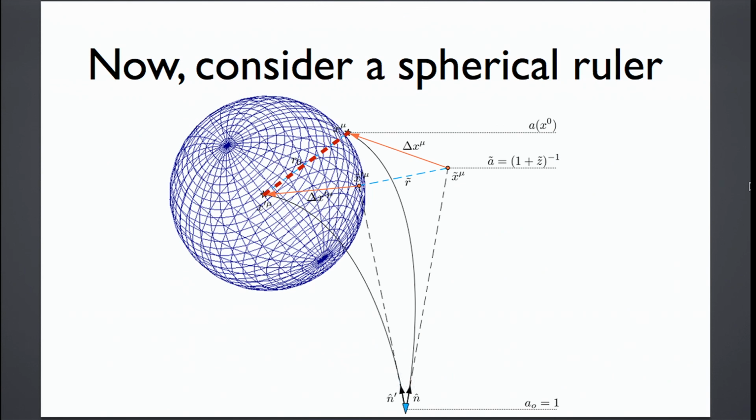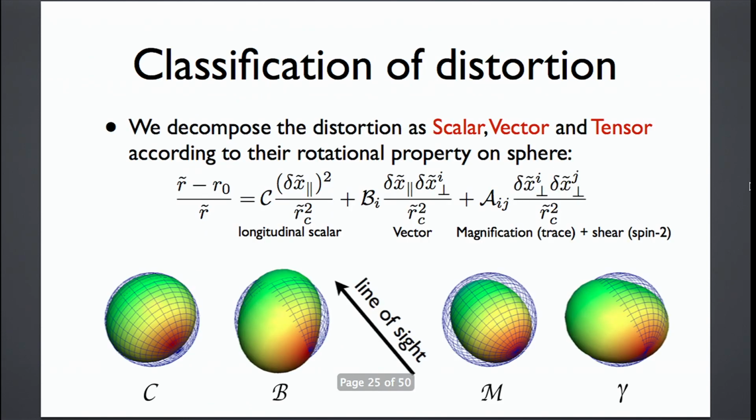And now we consider a spherical ruler, meaning not just a stick, and we think about the sphere, a perfect sphere which is out there that we know is a sphere. Then we can parameterize the distortion into 3 different classes depending on its nature on the sphere. So that's the difference between R tilde and R naught.